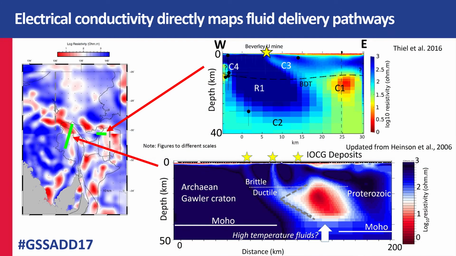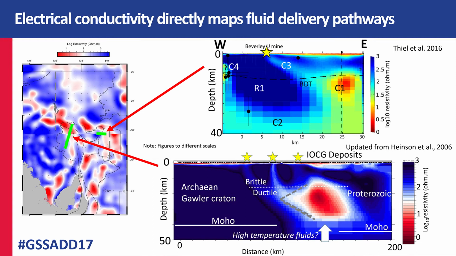And these are two broadband MT transects that mainly focus on the crust. The bottom one is collected across Olympic Dam, which you've seen, and the top one is across the Beverley uranium mine. So we've got a conductor that's leading up, pointing straight to the uranium mine. And these fluids actually didn't bring the uranium, but they did provide the redox conditions required to precipitate out the uranium here.